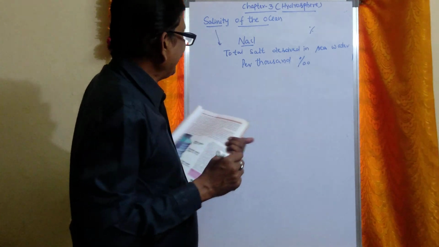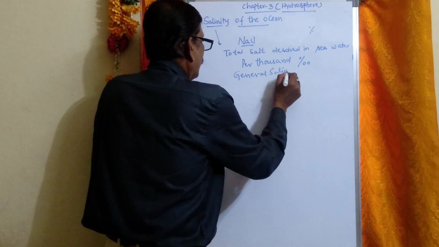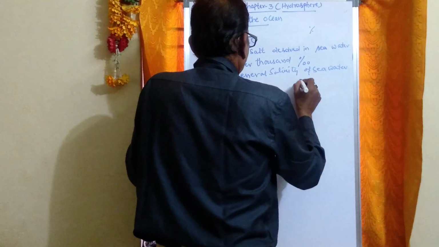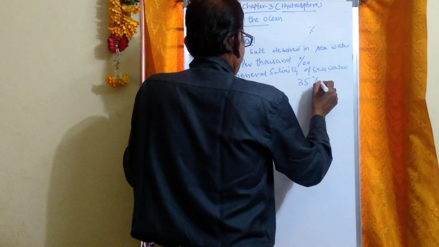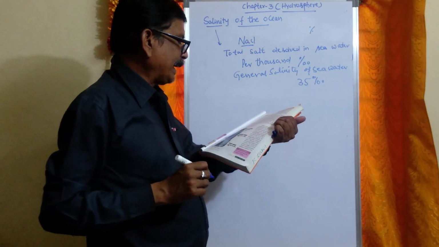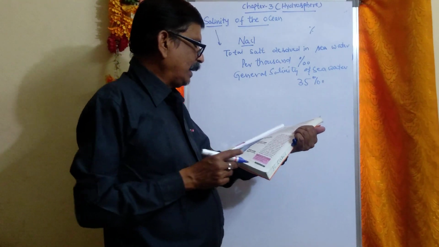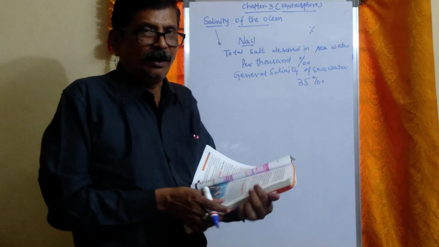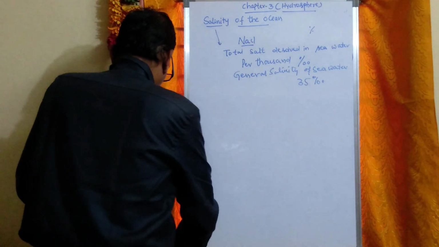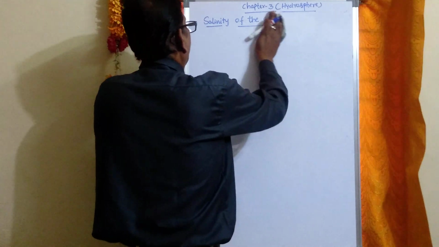The general salinity of the sea water is 35 per 1000. All the sea water contains a large amount of dissolved minerals, of which sodium chloride or common salt alone makes up 77.8%. Now, what are the factors that affect the salinity of sea water?